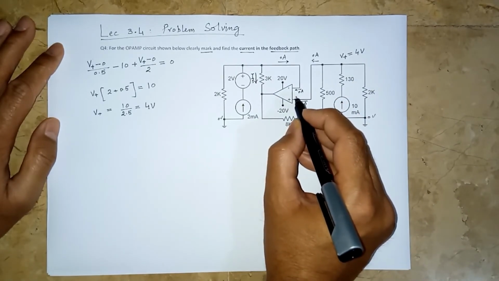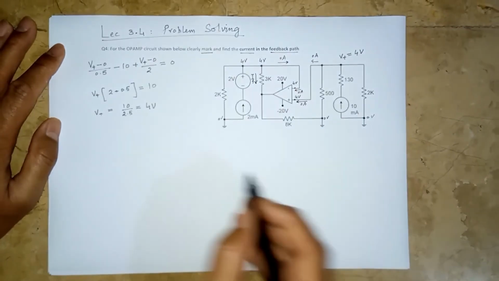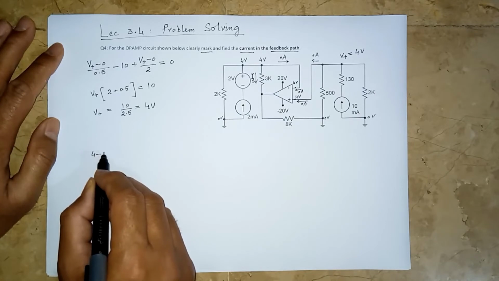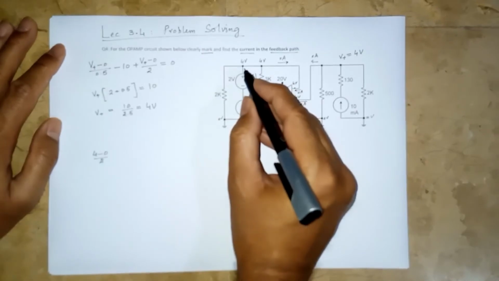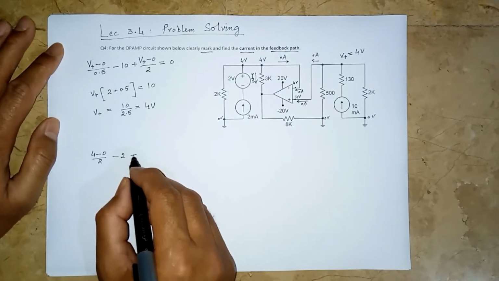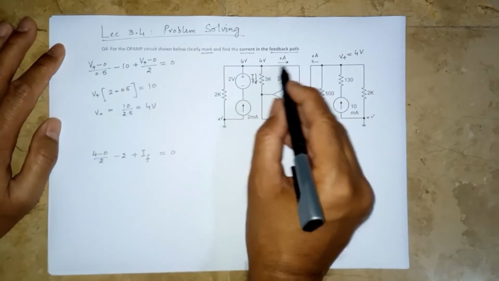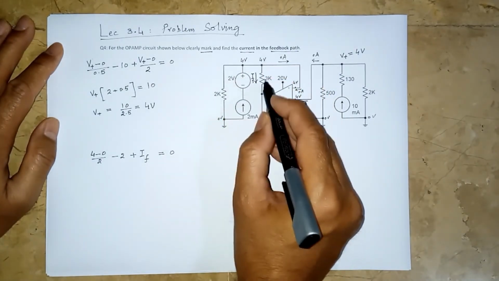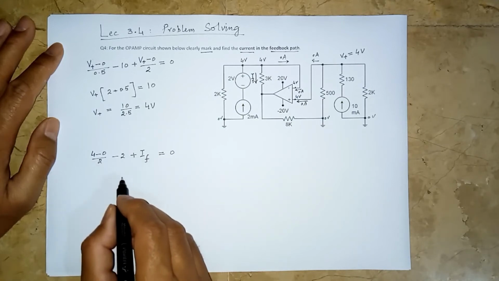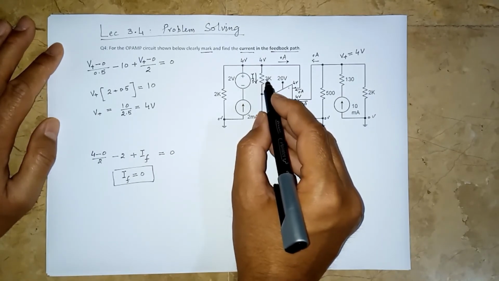If this is at 4 volts, the ideal op-amp characteristics say this must be at 4 volt as well. And now if we apply the node voltage for this node, we can write (4 minus 0) over 2, this outward current, minus 2. This outward current is plus IF, equal to 0. There is no current going from here, so from this node there are three current carrying branches, and we have three terms here. So we find 2 minus 2 plus IF says that IF is 0. So there is no current flowing in this 3 kilo-ohm feedback resistor.